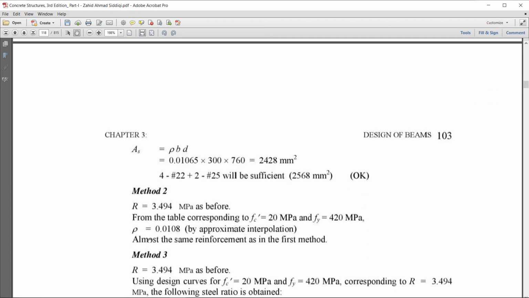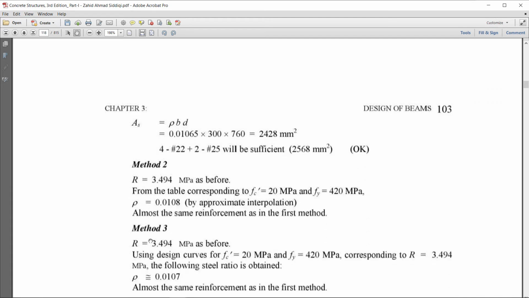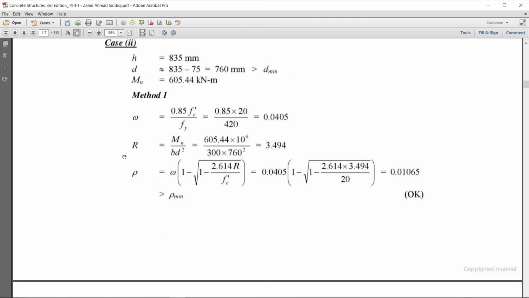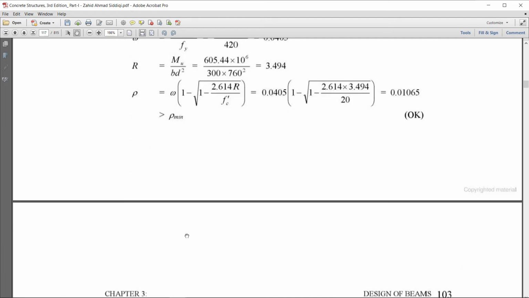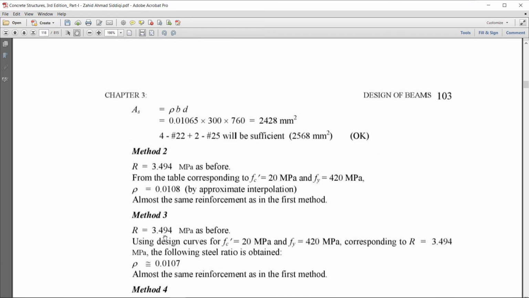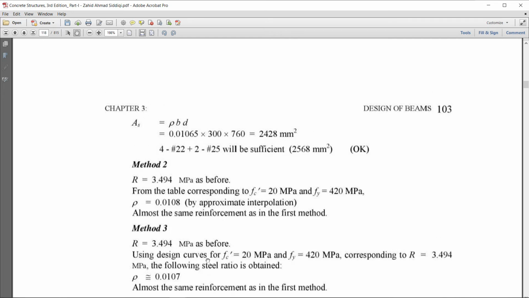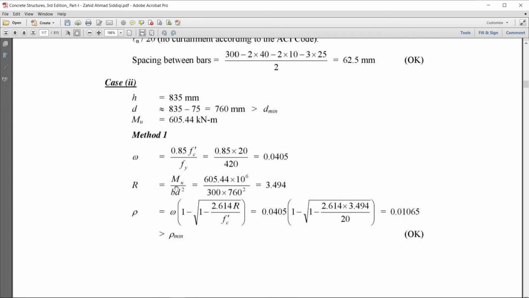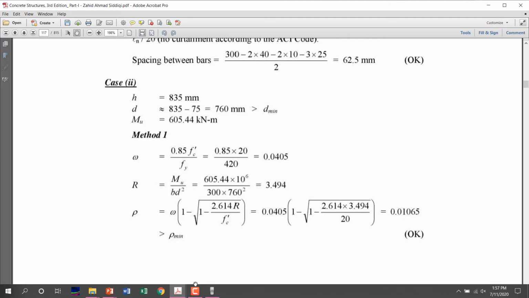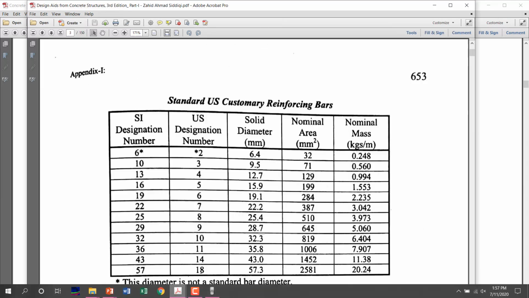Now method 2. In method 2, you need to only calculate Mu over bd square. Here you need to calculate only this value in method 2 and method 3. Method 2 is the table, method 3 is the curves. You know the Mu value, and you know the values of b and d square. After getting the value, you will go to the end of the book, in the design aids.